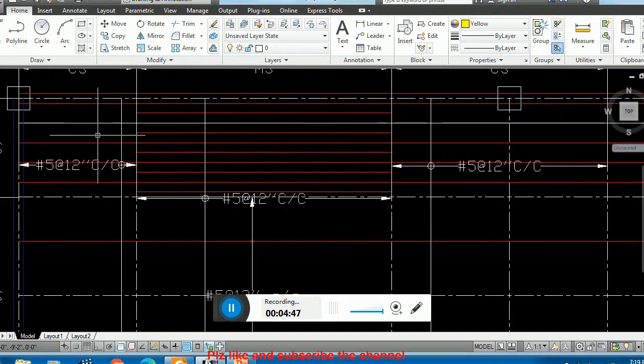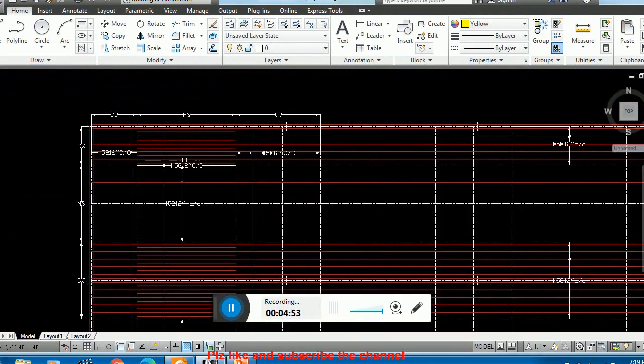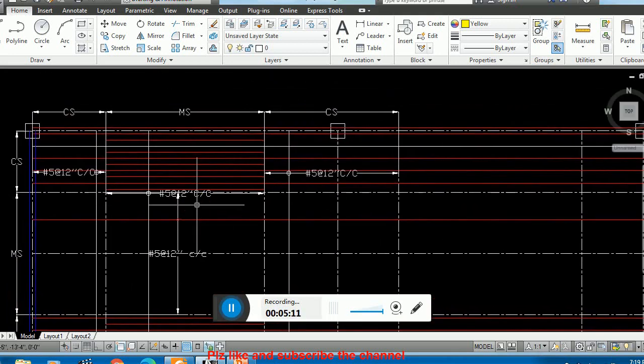Now here you see that for the corner, remember, this is my column strip and this is the column strip in the north-south direction, but this column strip is in the east-west direction. This is the middle strip in the north-south direction, and similarly this is the middle strip in the east-west direction. So you have to represent these lines.